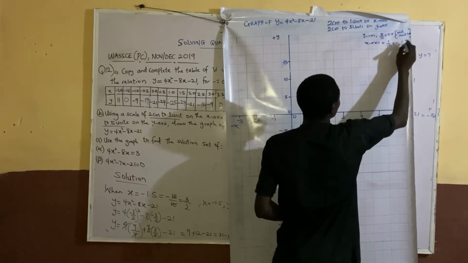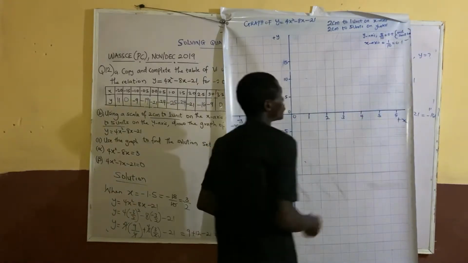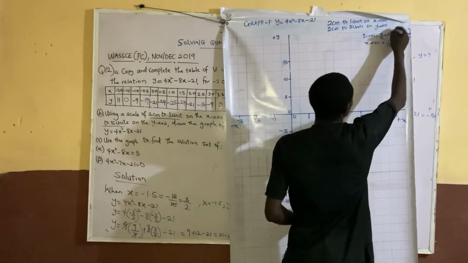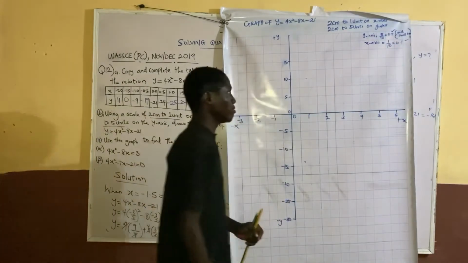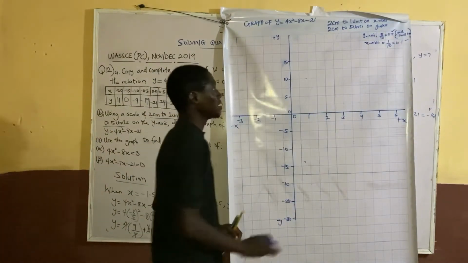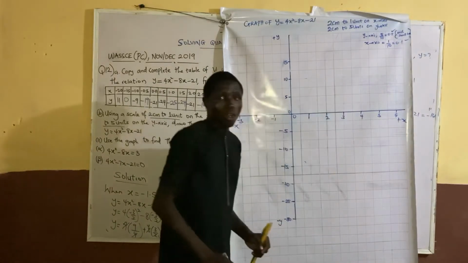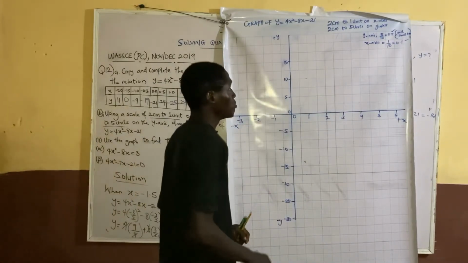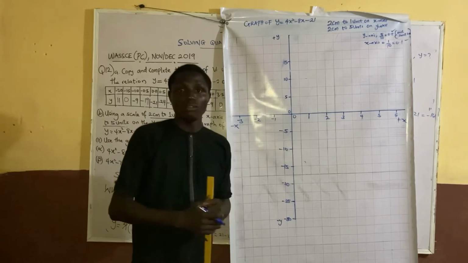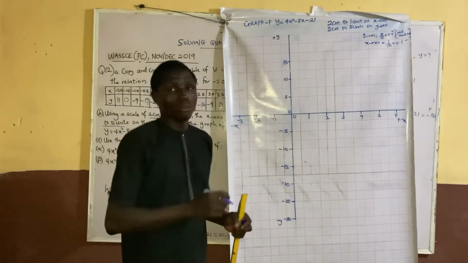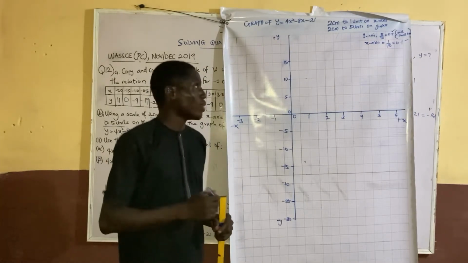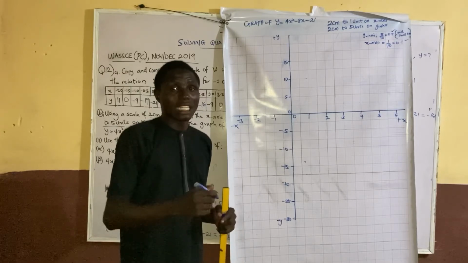So for each small box on the x-axis you have 0.1. For the y-axis you have 0.5. Please take note of that. Your examiner does not need this on your graph. I'm just putting it there so that whenever you're going through this video, you'll be able to know how we locate our points on the graph.